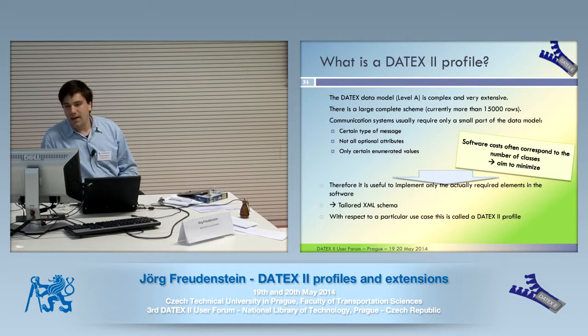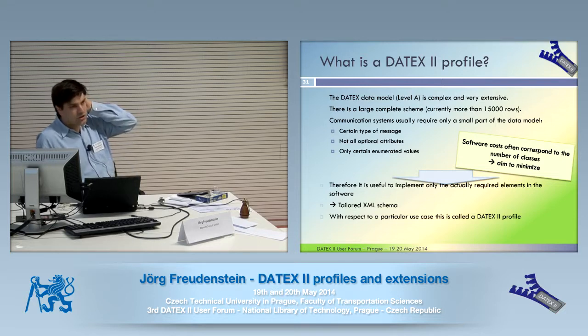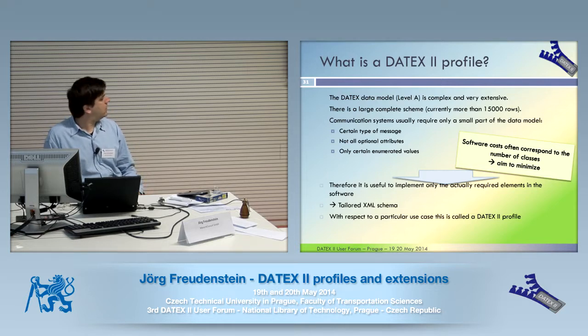a lot. And the systems, the clients which are implemented, usually only use a certain type of messages, and usually you don't use all attributes. A lot of them are optional, and you only want a small set of them. And also the enumerations, you have seen that we have got a lot of enumerations with a lot of values. They are not all used every time, and you like to limit them.